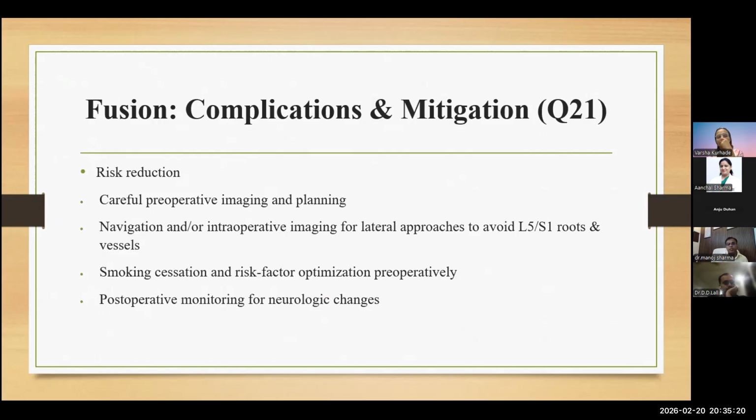To reduce the risk in these patients, careful preoperative imaging and planning should be done. Intraoperatively, neuromonitoring and intraoperative navigation or imaging should be done to avoid the L5, S1 nerve root or blood vessels. Smoking cessation and risk factor optimization should be done preoperatively in these patients. And postoperative monitoring should be done for any neurological changes.